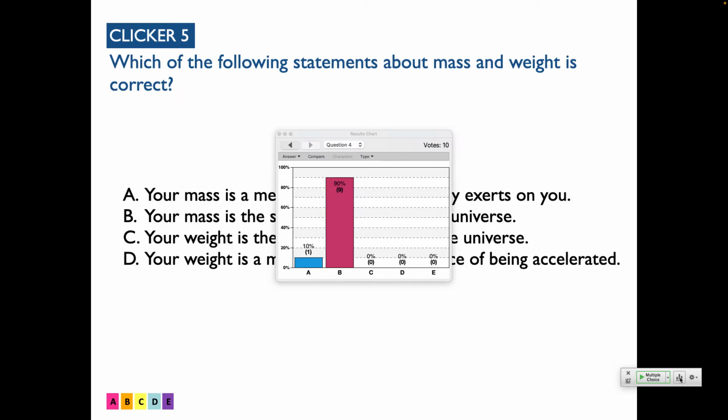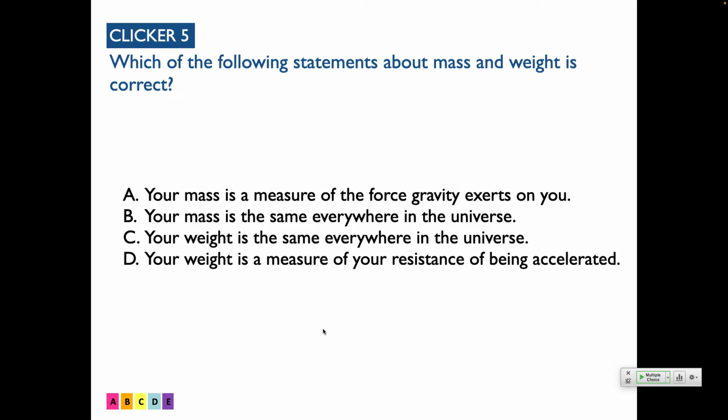Yes, the answer is going to be B. Your mass is the same everywhere in the universe, because remember, the main difference between mass and weight is that weight depends on all the gravity stuff that's happening, but mass is just the inertial measurement. And so what determines your mass?